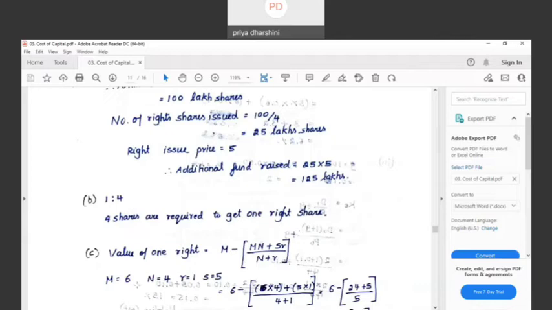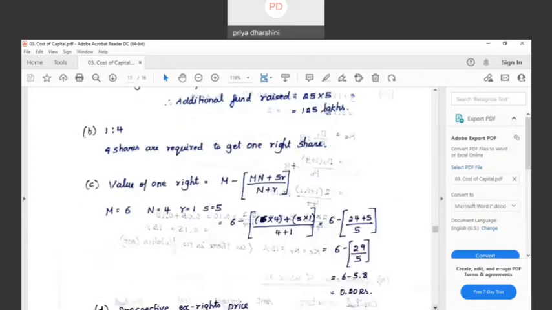Okay. Then coming to the value of one right. I have written the formula once more. I will explain this with logic. How much is the share price? 6 rupees. How much is the rights issue price? 5 rupees. So how much is the benefit derived? Don't tell me 1 rupee. No. If you are buying 4 shares at 6 rupees, you will get 1 share at 5 rupees. So the benefit is not 1 rupee, which is 6 minus 5.